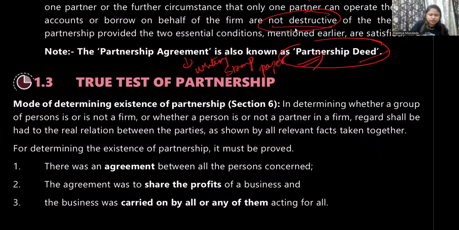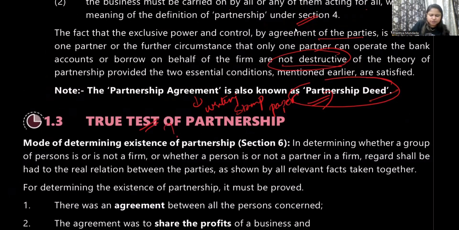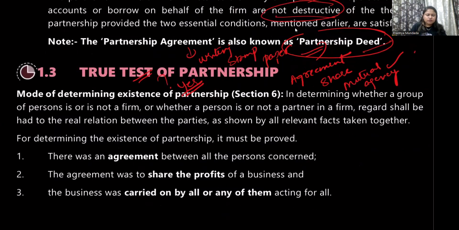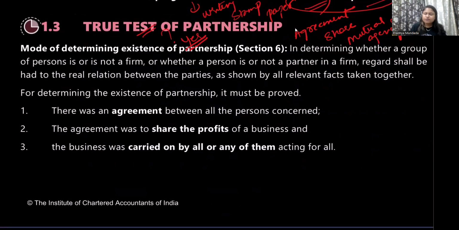Now, what is the meaning of true test? That means, is it a partnership or not? If you want to say yes, then 3 things have to be present. 1, agreement. Second, share of profit. And third is mutual agency. Out of which, actually speaking, mutual agency itself is the cardinal principle. Now, mode of determining existence of partnership.